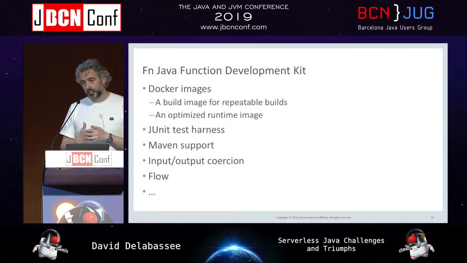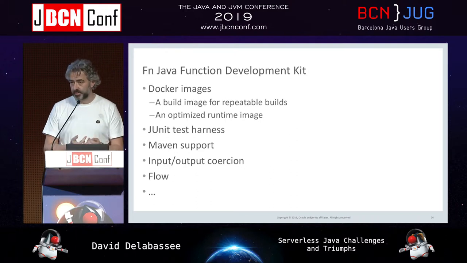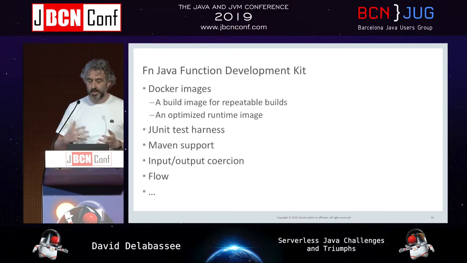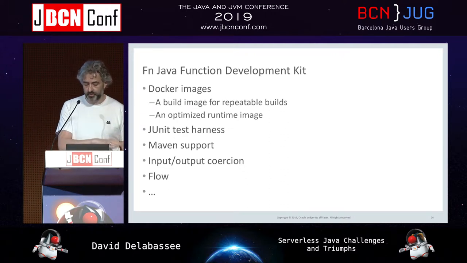This is possible because we have multiple function development kits. I was using the Java FDK that provides me Maven support, JUnit support, input and output coercion, and so on and so on. So we are providing multiple FDKs, including a Java one. We have a Go one, we have a Node FDK, and so on and so on.